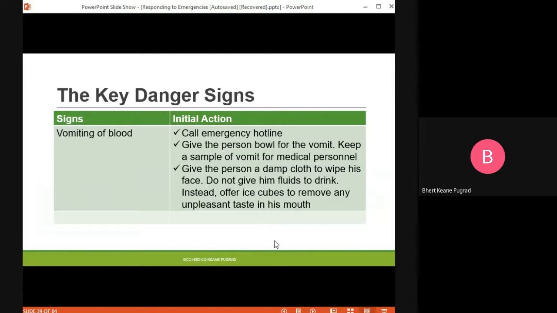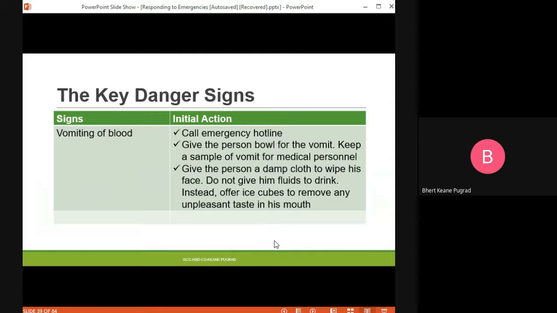So if the patient experiences vomiting of blood, we need to first call again your emergency hotline because we need to refer the patient immediately. No? Kasi dugo na yung nilalabas, baka mawalan na siya ng dugo. And we give the person a bowl or container where your patient could vomit. And we need to keep a sample for medical personnel because they might need a specimen for further testing. Next is we give the person a damp cloth to wipe his face and give him fluids to drink.